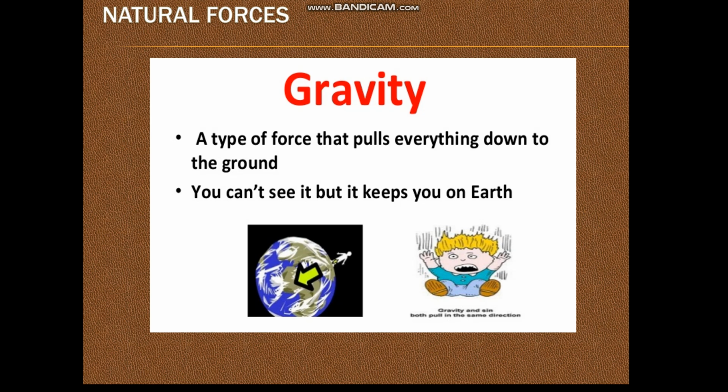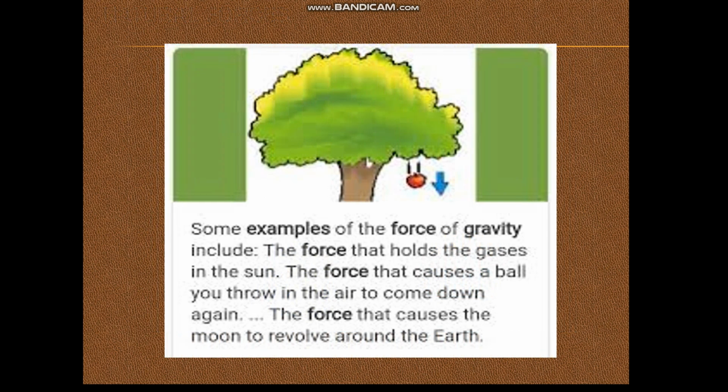Now, let's learn about the natural forces that exist on our earth. Gravitational force. The force exerted by the earth that attracts all objects towards itself is called gravitational force. You can't see the gravitational force, but it keeps you on earth. You must have noticed that anything like a ball that you throw up always falls down on the earth. This is due to the Earth's gravity.